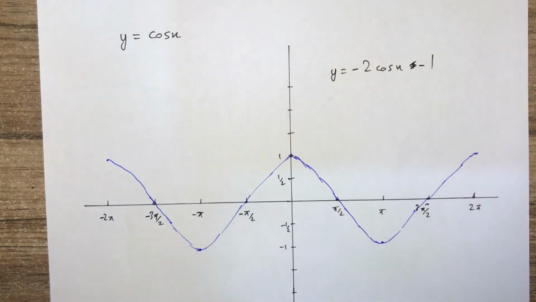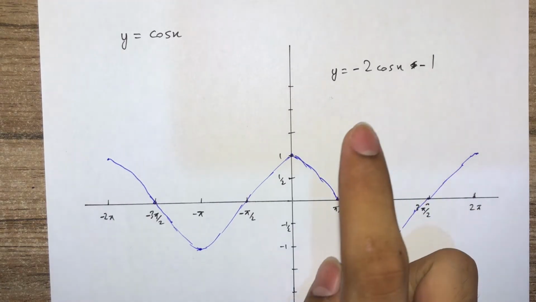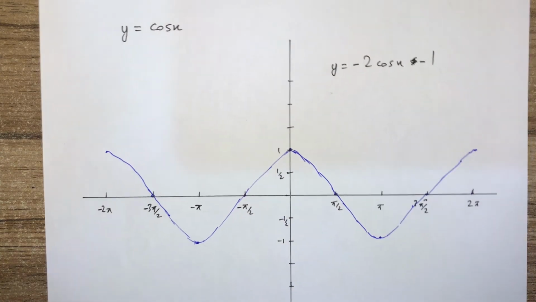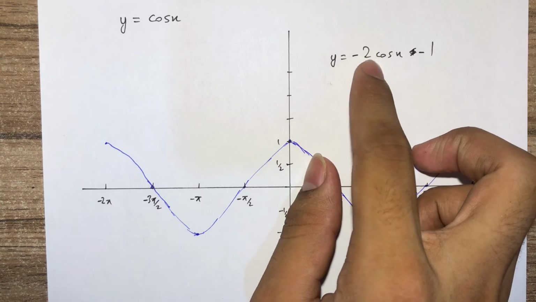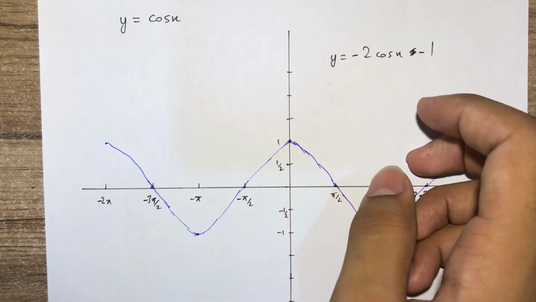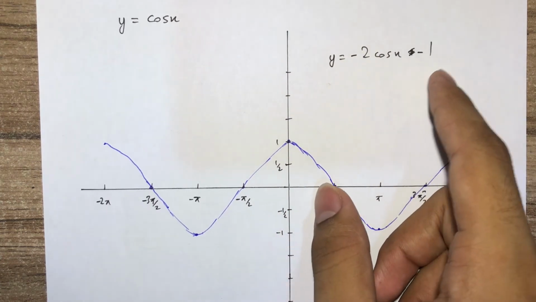So mostly the transformations that come are vertical transformations. Horizontal transformations are rarely asked in sketching, and especially horizontal stretch is rarely asked. So I'll be applying the transformations that we did separately in the sine graph now in the cos graph. I've written them combined over here, so we'll apply them one by one, and then we'll form the graph of y equals -2 cos x minus 1.